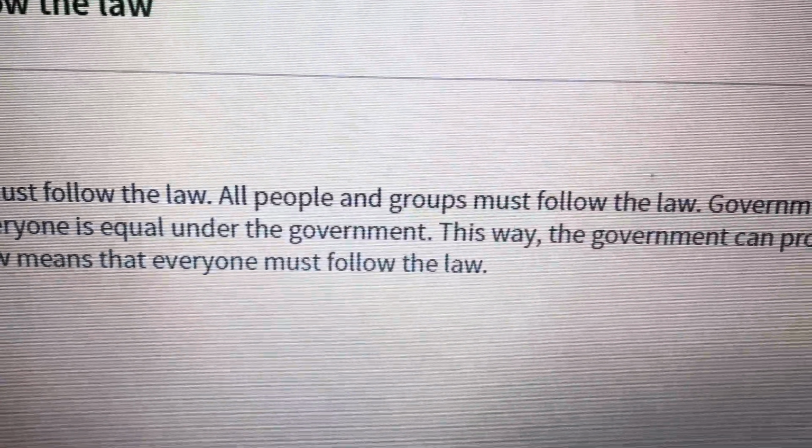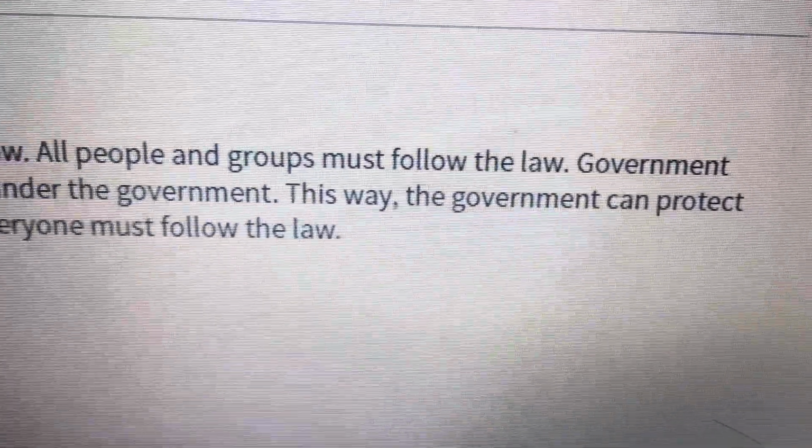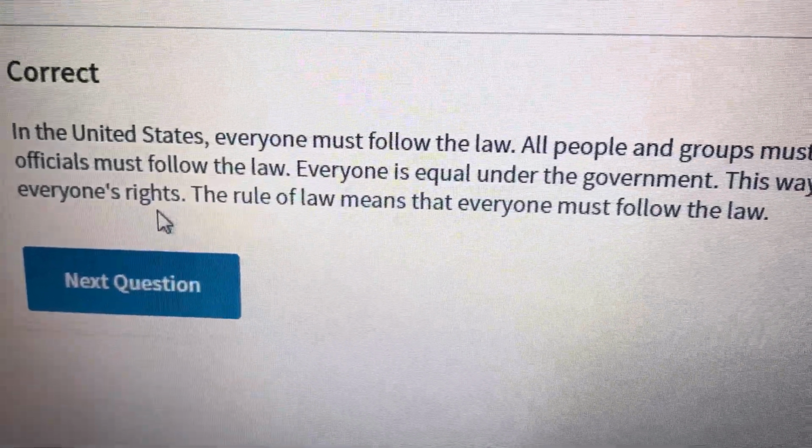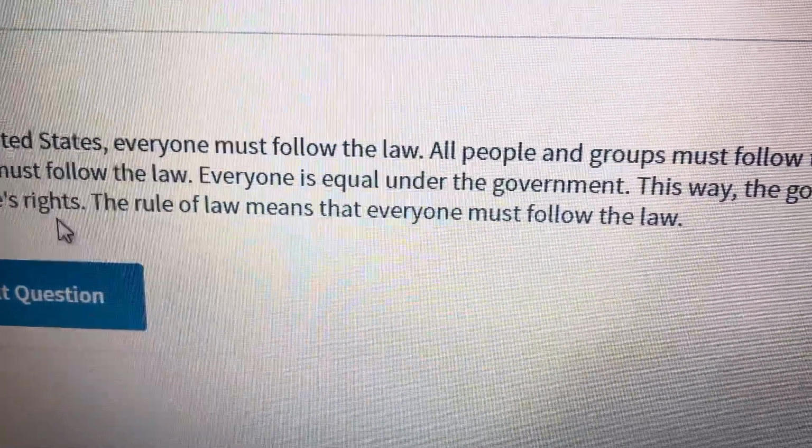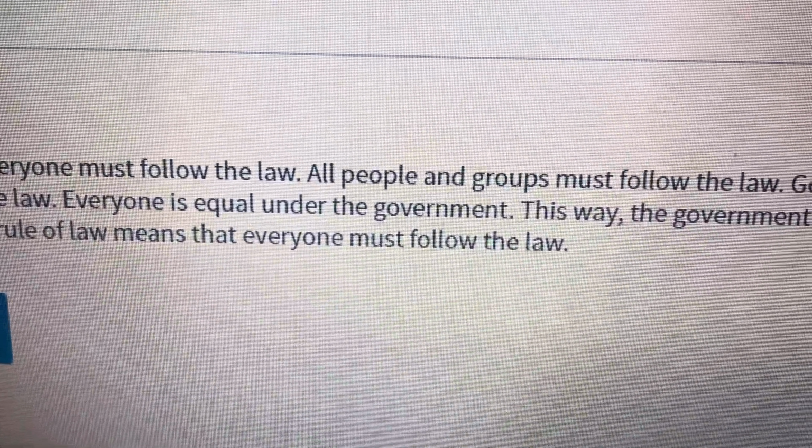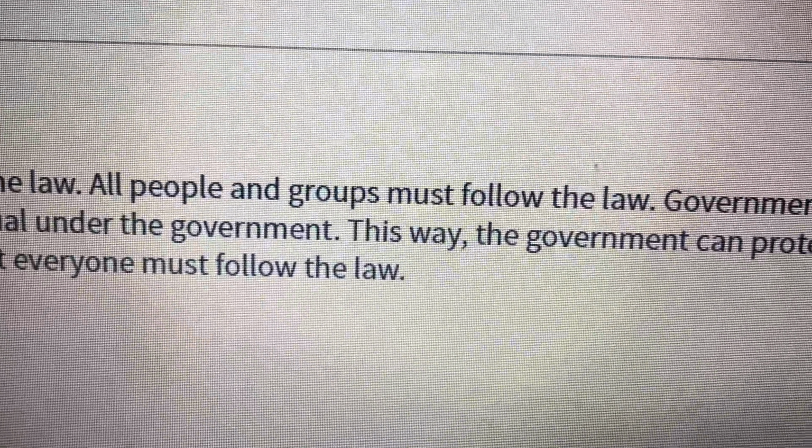Everyone is equal under the government. This way, the government can protect everyone's rights. The rule of law means that everyone must follow the law. That's right. What does freedom of religion mean?